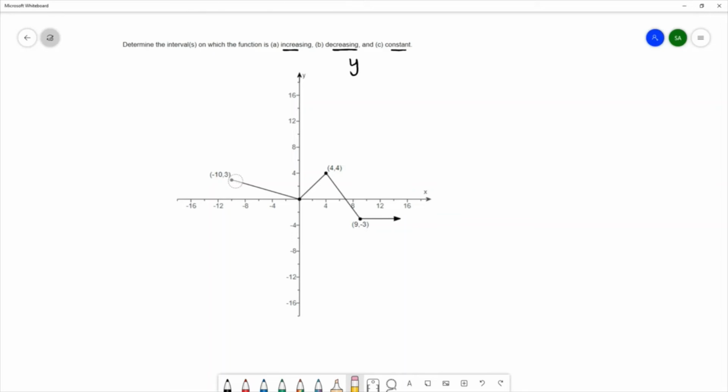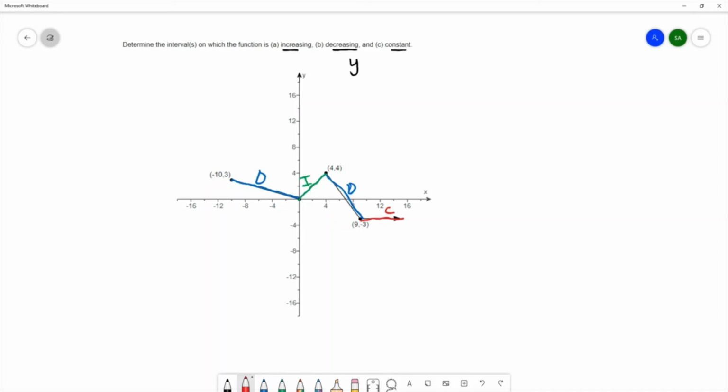As we go from left to right, we can see that the y values are decreasing along this section, increasing along this section, decreasing along this section, and the y values are constant along this section. So I'd like to take a moment and label these different sections. This section is decreasing, as well as this section here. We'll label that with a D for decreasing. This section is increasing, I'll label that with I. And this section is constant.